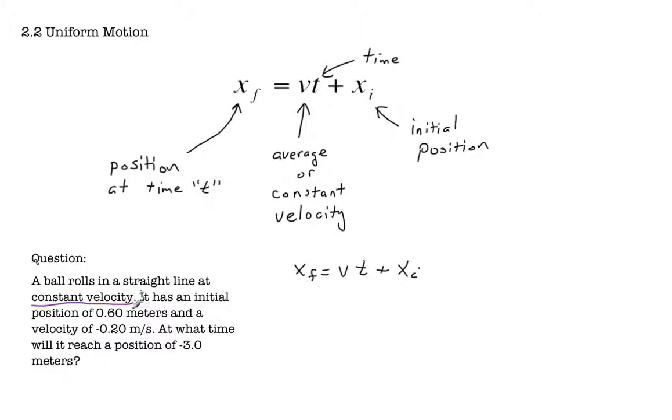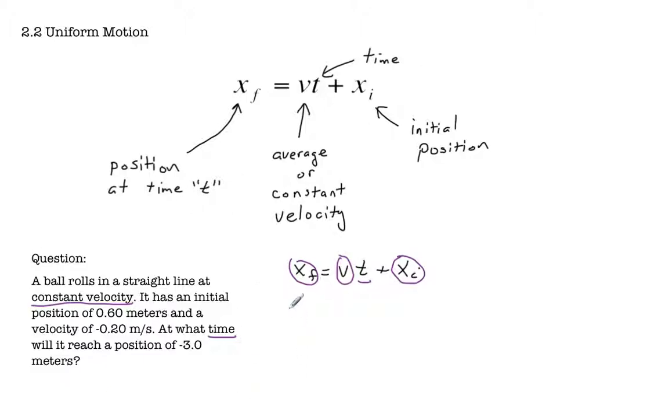If I just peruse the problem here, I'm told explicitly initial position. It's something that I've been given. I'm told the velocity of the object. That's also something I've been given. And I'm looking at to reach a position of negative 3. So that's given as well. And it's clear now that I need to solve for time, which they tell us anyway, but it's kind of obvious from the only thing not in the equation.